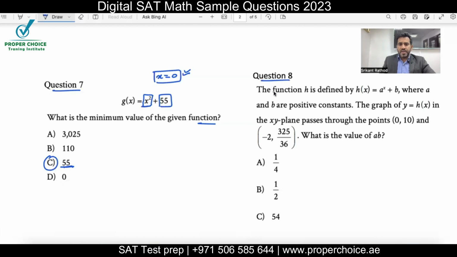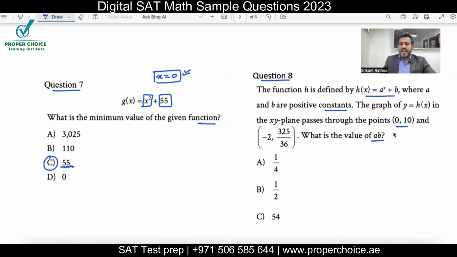Let's work on question number 8. The function h is defined by h of x is equal to a to the power x plus b, where a and b are positive constants. The graph of y equals h of x in the xy-plane passes through the points (0, 10) and (negative 2, 325 by 36). What is the value of a times b? So by using these coordinate points, we should find what a is, what b is, and multiply them.